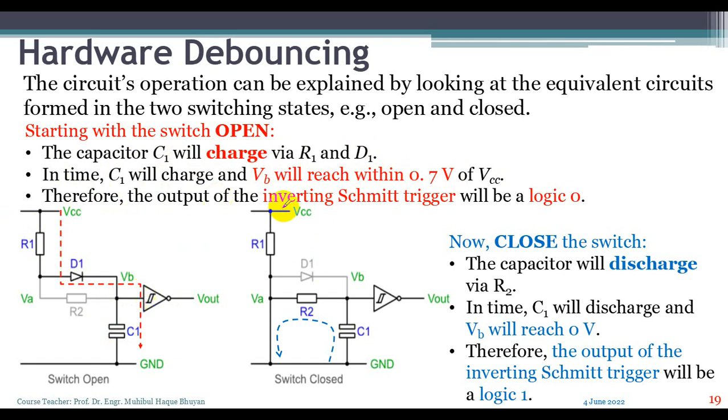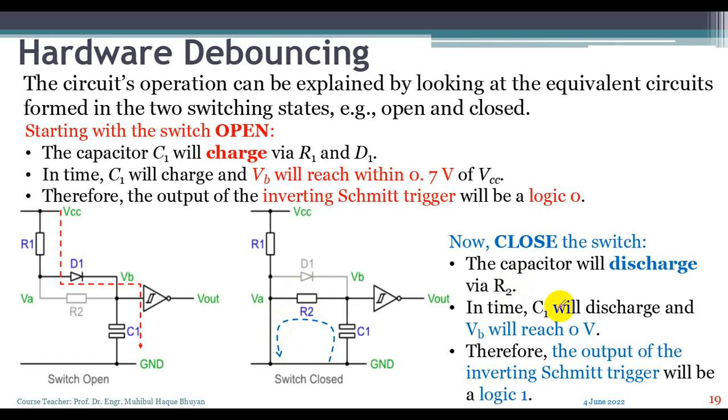Therefore, the output of the inverting symmetrical will be logic 0 because it is inverting. When you give a high value, you get low. So when the switch is open, you get a low value. It's fine, right? And when you close the switch, we should get a high value. So when you close the switch, the capacitor will discharge by R2 through the ground. This is grounded, right? So the capacitor will discharge by R2.